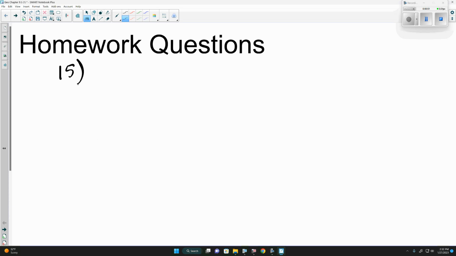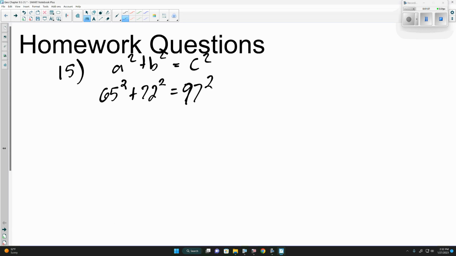So guys, 15. So the hypotenuse, so a squared plus b squared equals c squared if it's a right triangle. Our two sides are 65 and 72. And the hypotenuse is 97. So what we want to see is, does 65 squared plus 72 squared equal 97 squared.